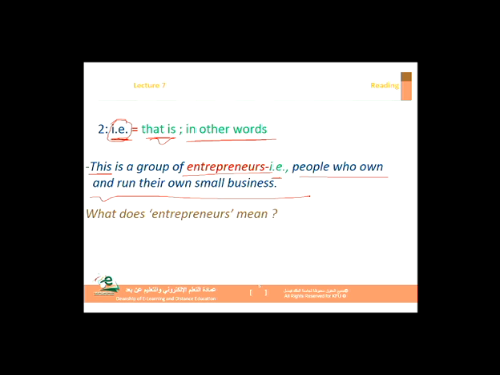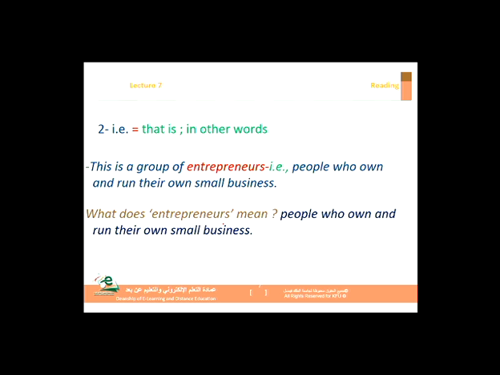Okay, entrepreneur. This word comes actually from French. So what does entrepreneurs mean? It means people who own and run their own businesses. All right, so I.E. and for example. 2 more clues. I hope that you find them useful.